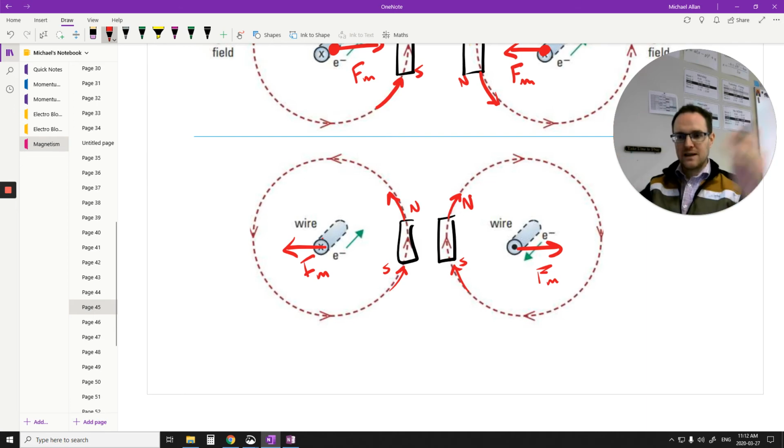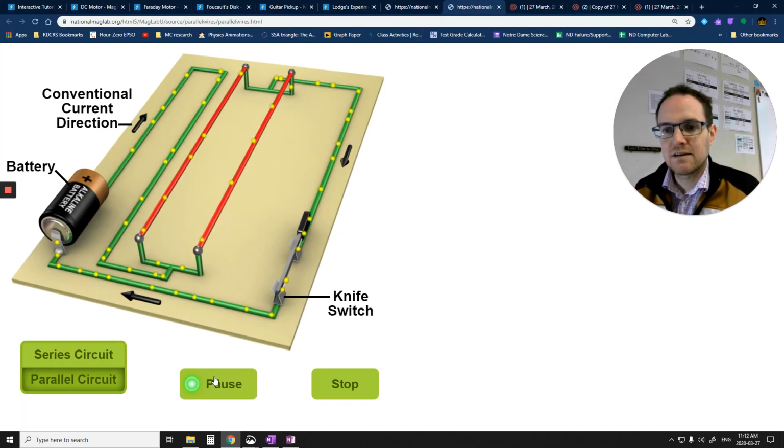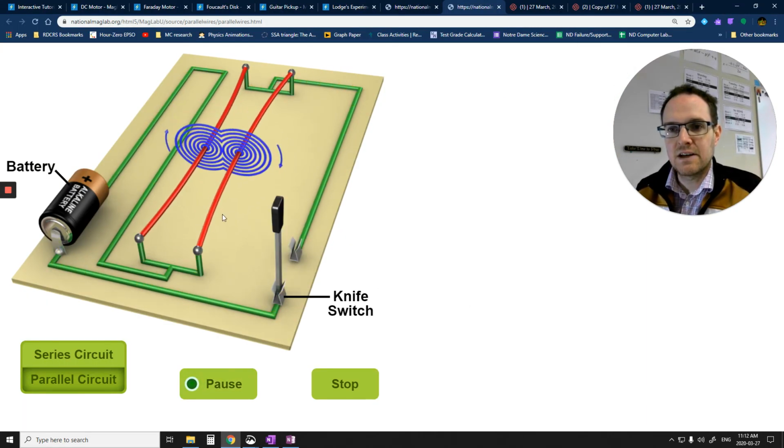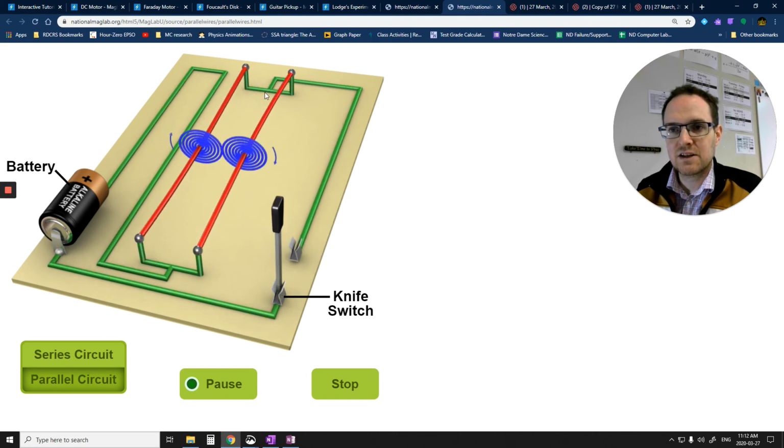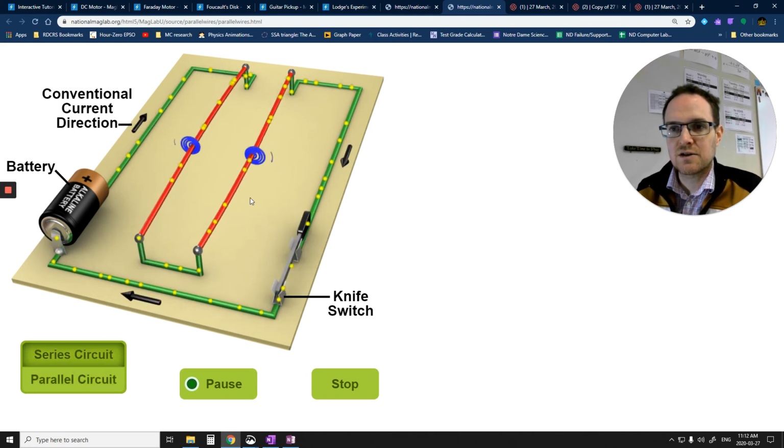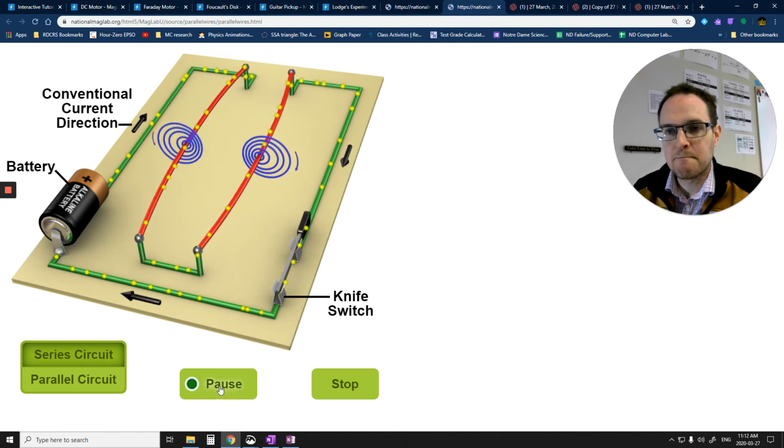So they expand outwards. So you can see that in this example here, that these are going in the same direction, so they pinch in. You can see the electrons flow in the same direction. Electrons flow in opposite directions, they push out from each other.